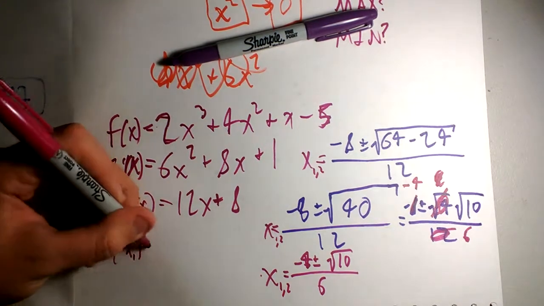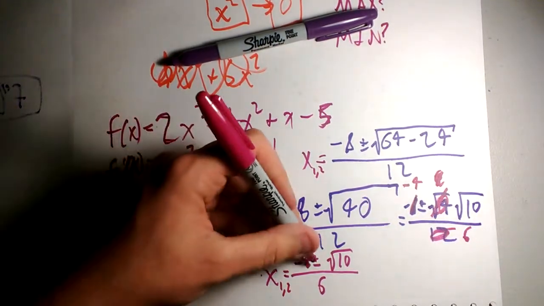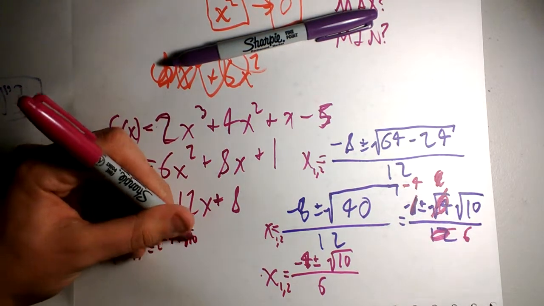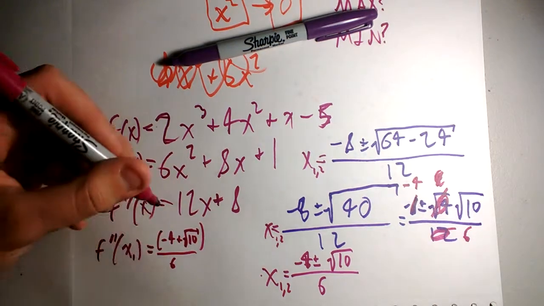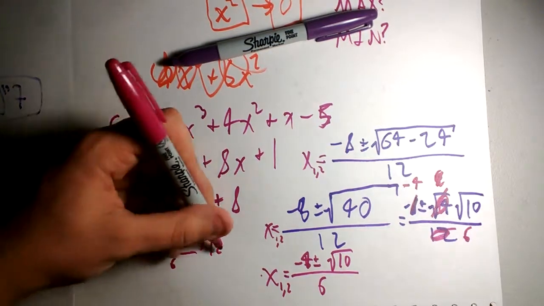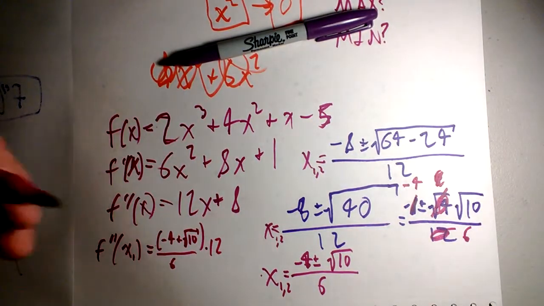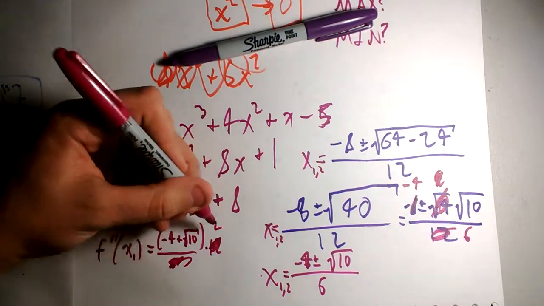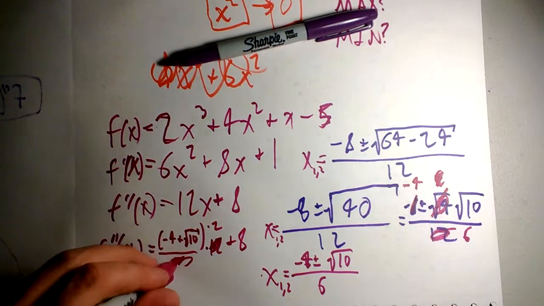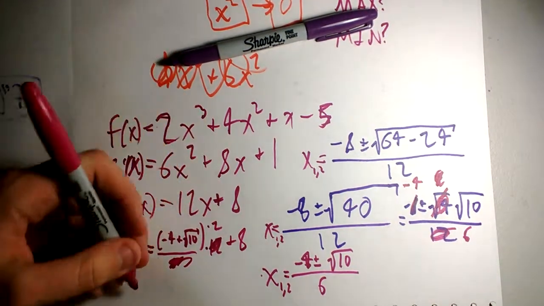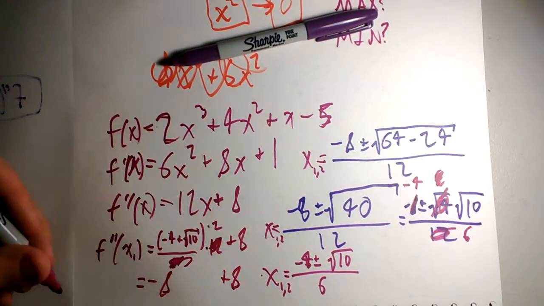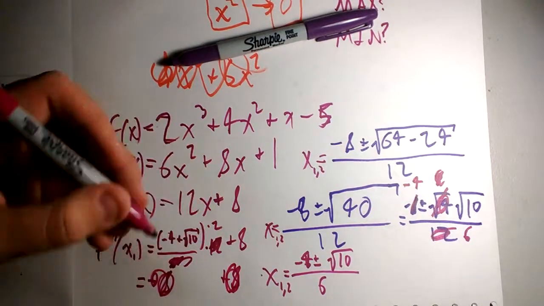So let's say x1. If this is positive, then we have negative 4 plus square root of 10, all divided by 6. And then that's in the place of x. And then we multiply that times 12. Actually it simplifies: 12 divided by 6 is 2. So let's just rewrite this as times 2. And then we add 8. Now, let's just think for a second. Will this result be positive? If we multiply this by 2, this is going to be negative 4 times 2, which is negative 8. Negative 8 plus 8 cancels out. And all we're left with is a positive square root of 10 times 2.